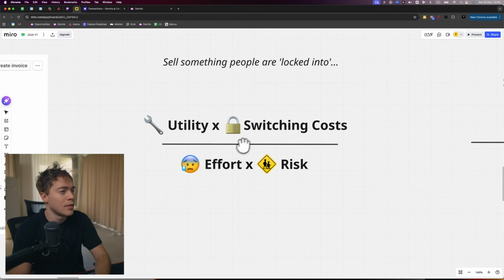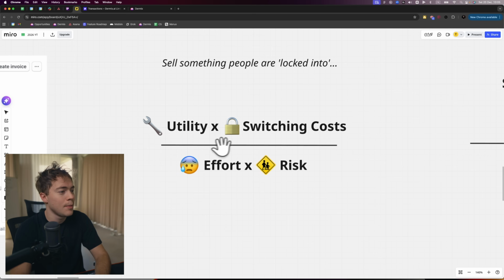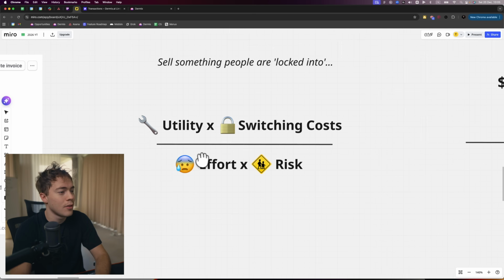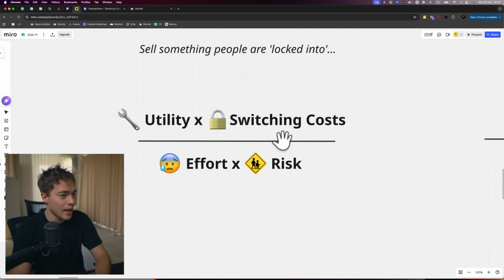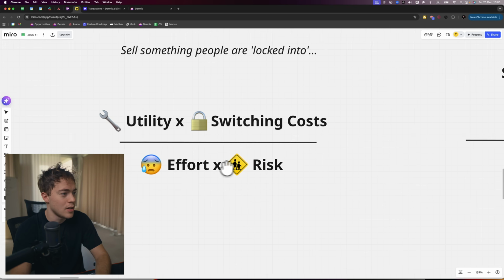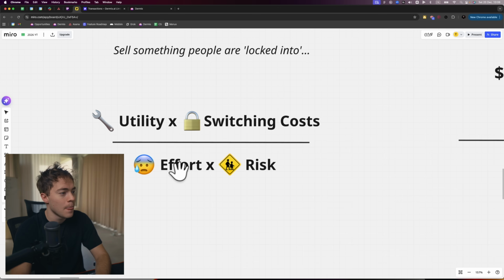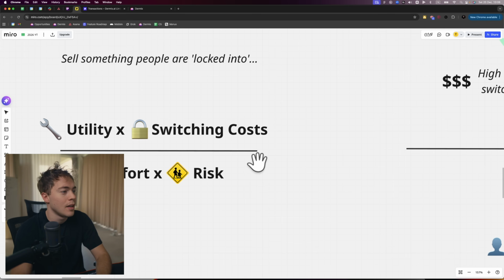for them to switch away is very costly and it doesn't make sense. And so utility times switching costs is divided by the level of effort times the level of risk. The idea is you want to increase this part of the equation and you want to decrease this part of the equation. So you want it to be low effort for the client. Whether it's done for you, done with you, or do it yourself, do it yourself is very high effort, done for you is very low effort. And then risk, how much risk is there involved? Is there a setup fee, etc.